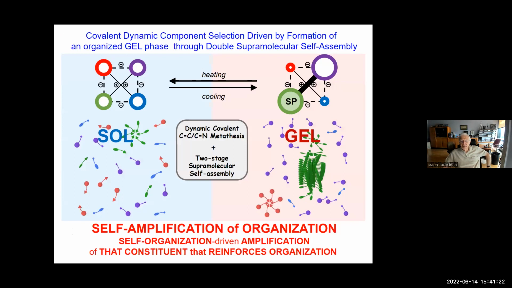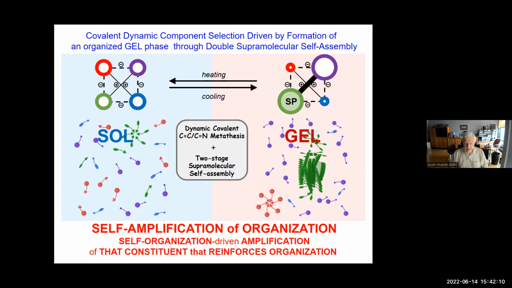Now, I here represent that in a picture. You shouldn't consider it as very complicated, but it gives us the result, and the result is what counts. When you are in conditions where the system is a solution, then you have a statistical distribution of the four constituents. When you then cool down and go to the state of the system where it has become a gel, then you strongly amplify the supramolecular polymer, this one, which forms the gel.